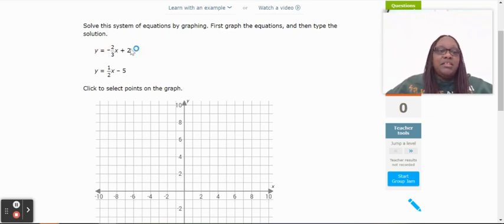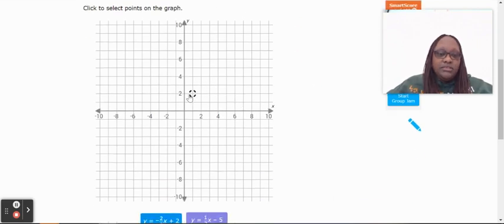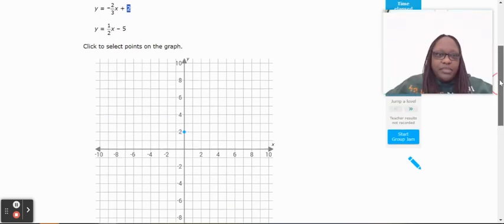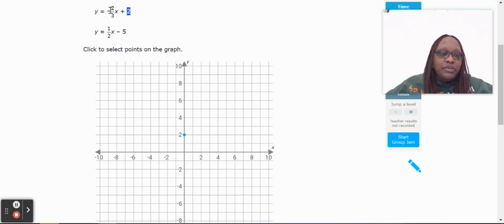So that means that I can look at this last number that does not have a variable next to it, and that's my starting point. So positive 2. And then I move with the slope. So it's negative 2 over 3. So rise over run, right?